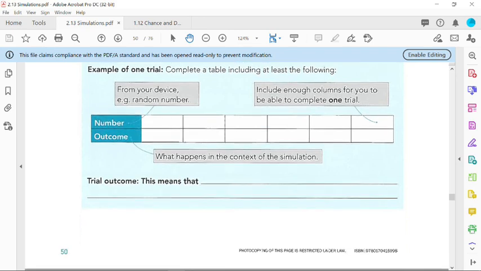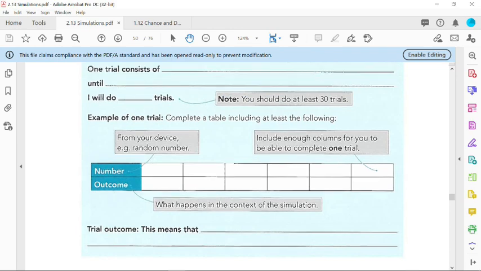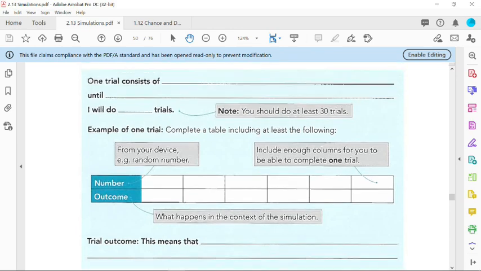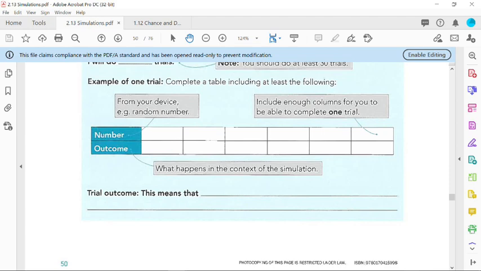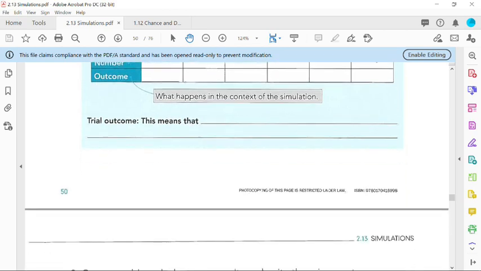Trial outcome. This means that, and so you'll describe what that trial outcome means. Yeah? So all of these headings and the fill in the blank sections have those there. And also have these charts like this, number and outcome. Make sure you put them in there.